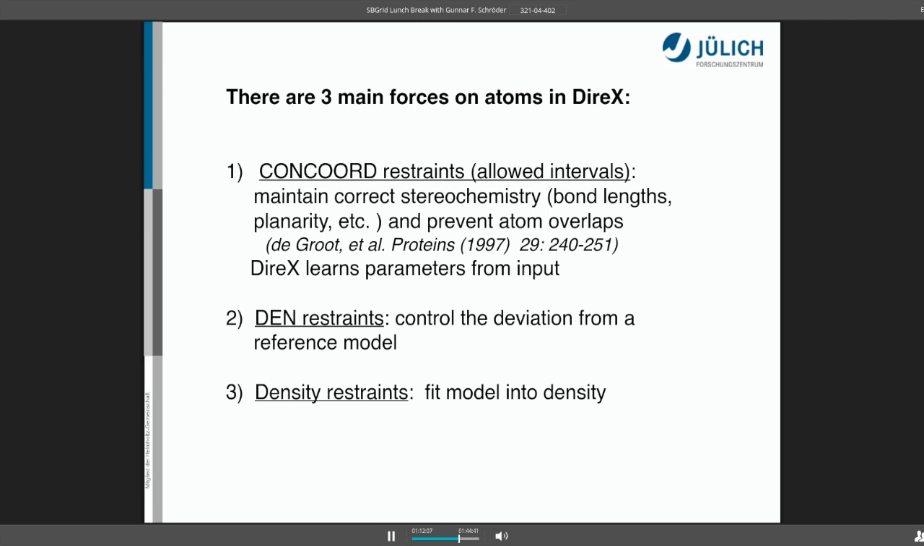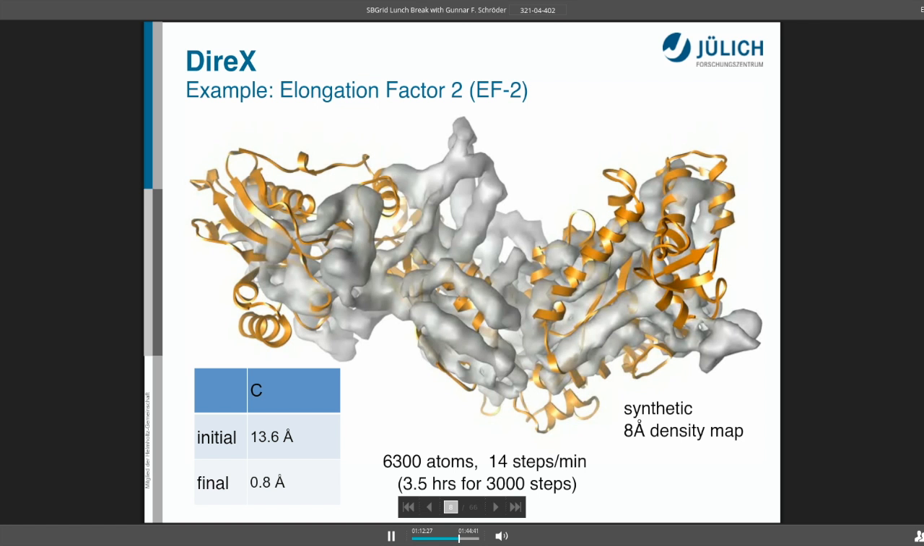Okay, and the second type of forces then is the DN restraints that I just explained, that control the deviation from the reference model. And the third forces are then the density restraints that move the model into the density and optimize the overlap of the model and map. So I just showed that example briefly.